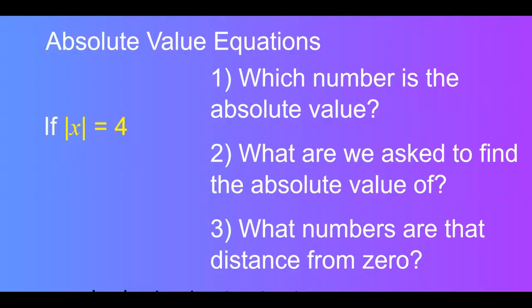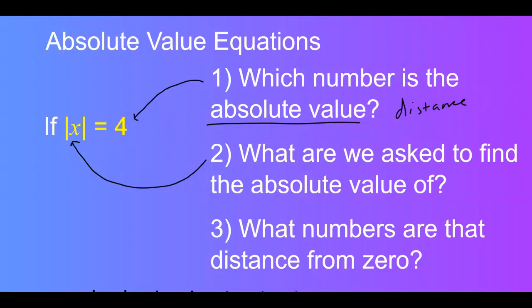All right, moving on. The last thing we have to do today is we just need to solve some absolute value equations, okay? So starting off here, it says, which number is the absolute value? And the absolute value is 4. That is the distance. Remember, absolute value is distance. So in this case, they're saying it has a distance of 4. What are we asked to find the absolute value of? X. We're asked to find the absolute value of x.